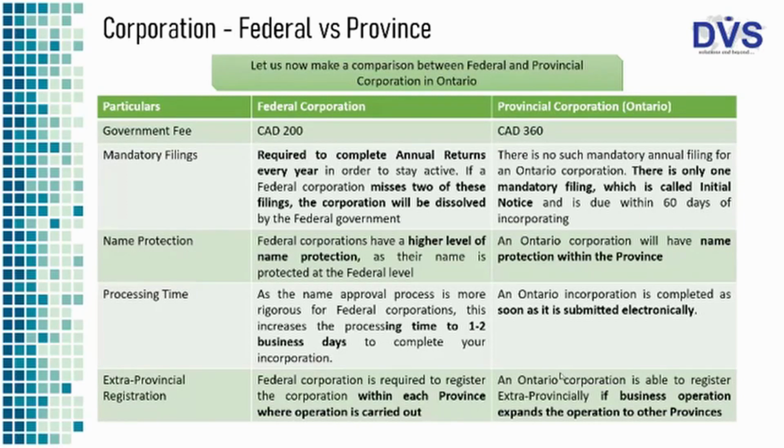Extra provincial registration: federal corporations are required to register the corporation within each province where operation is carried out. So though it is federal, they will have to go and register themselves as a federal corporation in each of the provinces where they wish their business operation to be carried out. And an Ontario corporation is able to register extra provincially if the business expands its operation to other provinces.